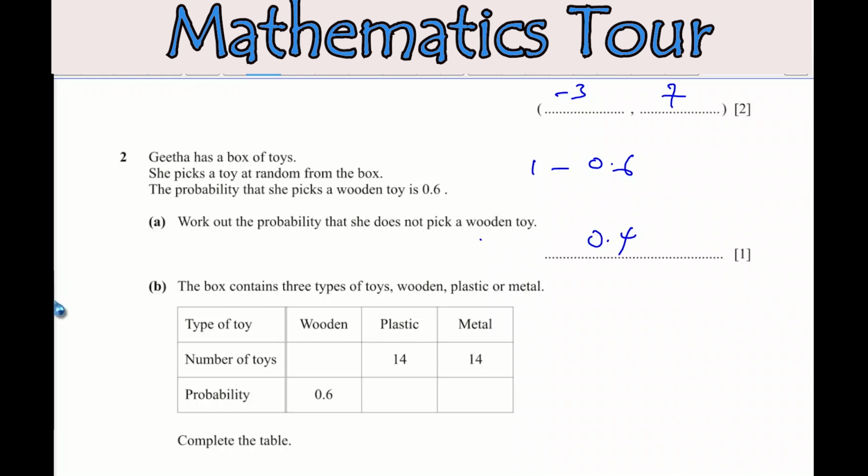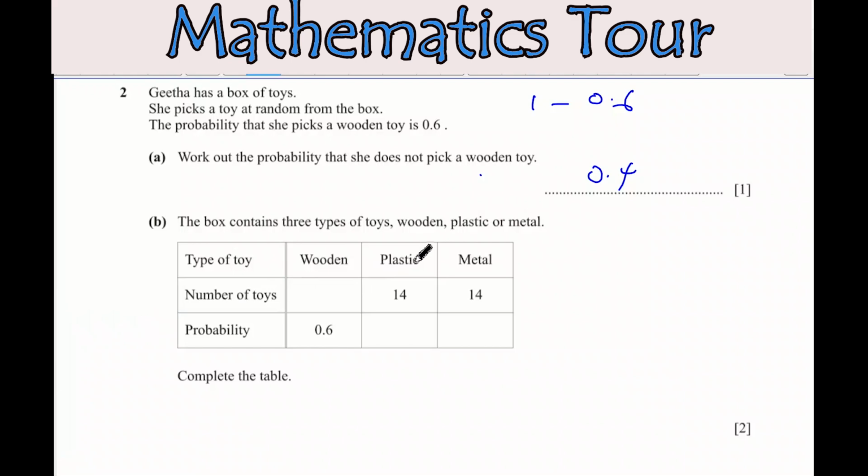Part B. The box contains 3 types of toys: wooden, plastic, or metal. You have the given table, complete the table. Don't forget that the probability that she does not pick a wooden toy is 0.4. So this and this should add up to 0.4. Since they have the same number of toys, they are equal, so you can divide this into 2 because they have the same probability. They have equal chance of being selected. So we have 0.2, 0.2, and everything should add up to 1.